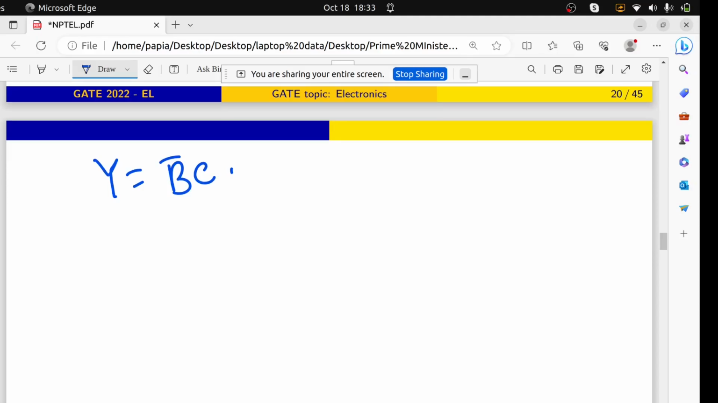Now this is not the question that we are going to simplify. The question is how many 2-input NAND gates will be required for this Boolean expression. So how many NAND gates will be required here? So we will do that.